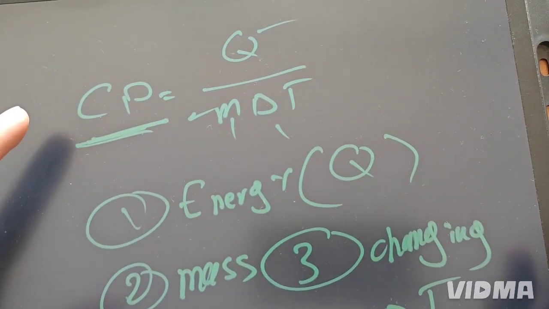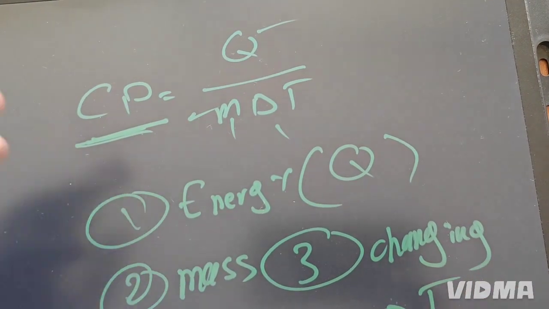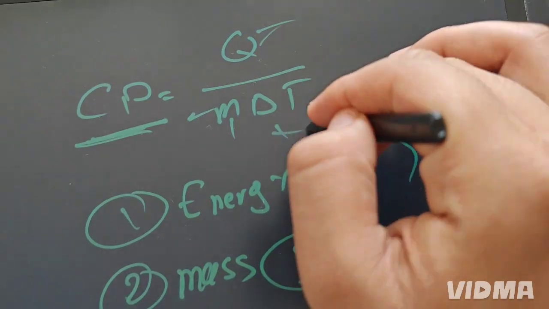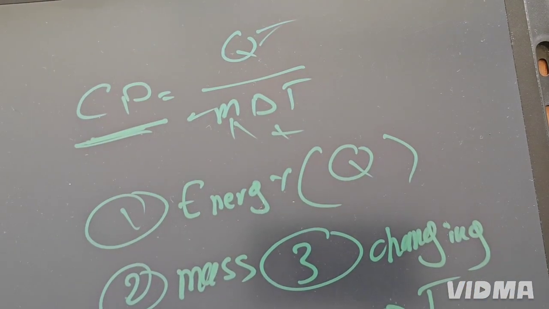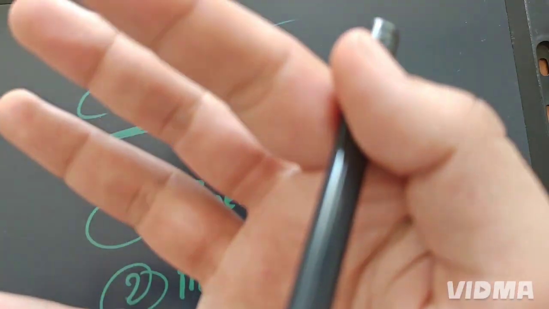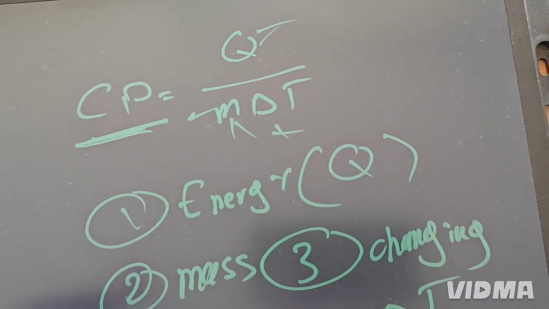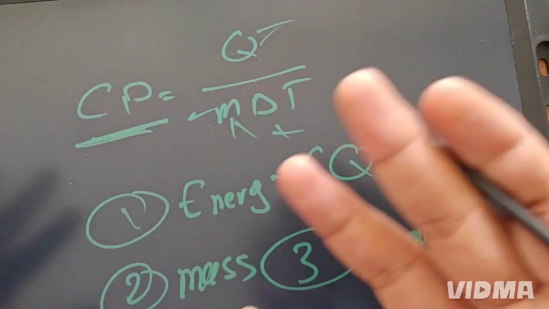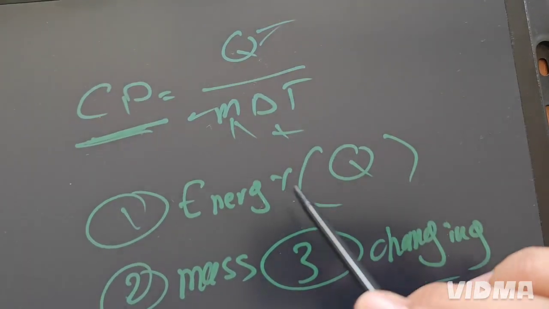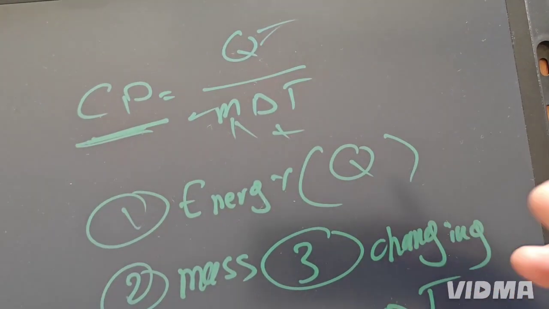So Cp, the factors that can affect Cp: Q, delta T, mass. And now, only by the rule, we can make a relationship. We can explain only by this rule. We can make a definition by ourselves.